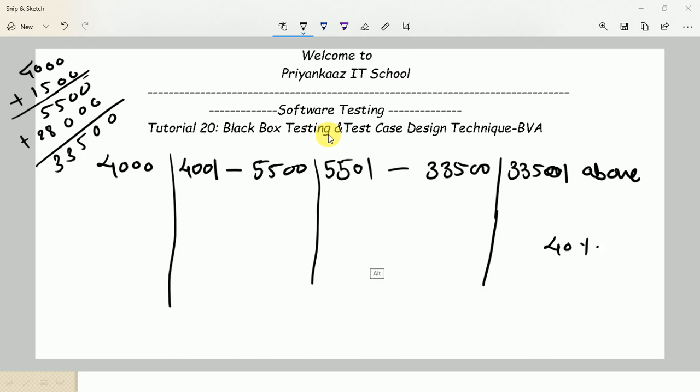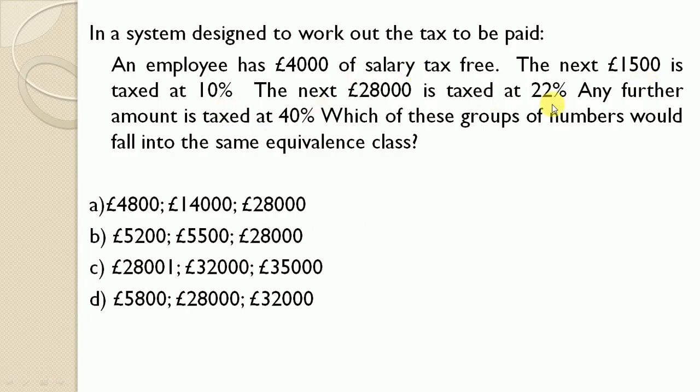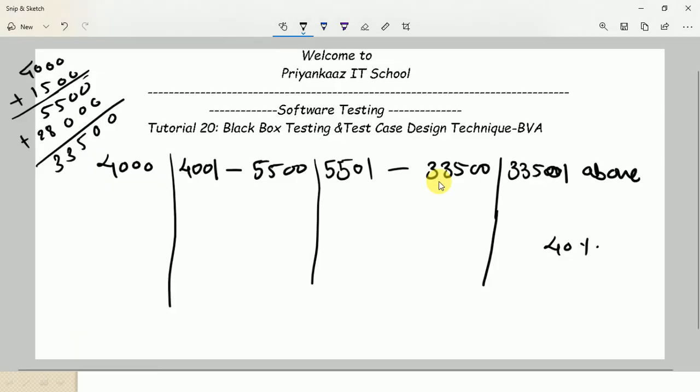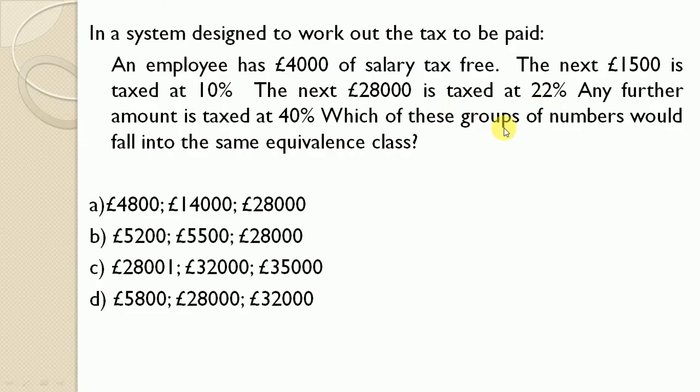This is taxed at 10 and 22%, and this is free. Now what we need to do is identify which group of numbers falls into the same equivalence class. This point is also important, guys. Whenever they ask you about same, valid or invalid, based on this only you need to identify your options. Now let's see, in the first option we have 4,800, 14,000 and 28,000.